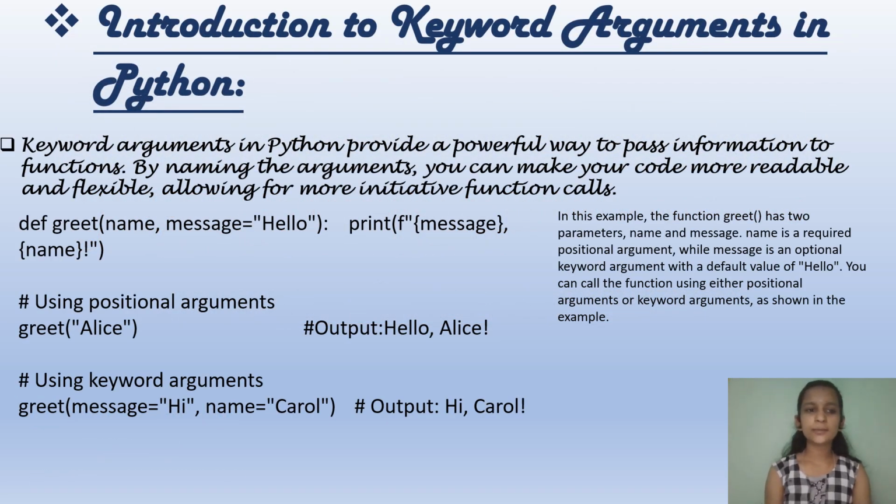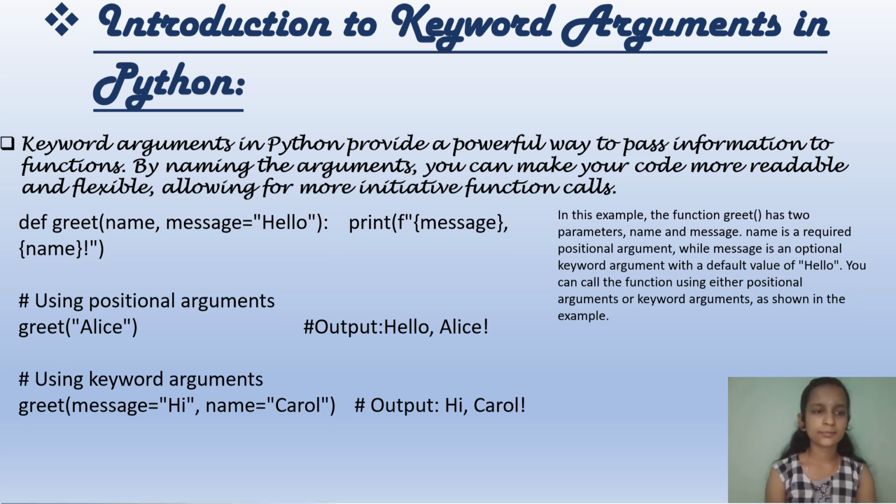Introduction to keyword arguments in Python. Keyword arguments in Python provide a powerful way to pass information to functions. By naming the arguments, you can make your code more readable and flexible, and it allows for more intuitive function calls. Here I have selected one example. In the selected example, the function greet has two parameters. One is the name and the other is the message. Name is a required positional argument, whereas the message is an optional keyword argument with the default value of hello. You can call the function using either positional arguments or keyword arguments as shown in the example.